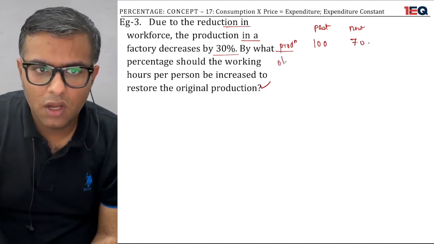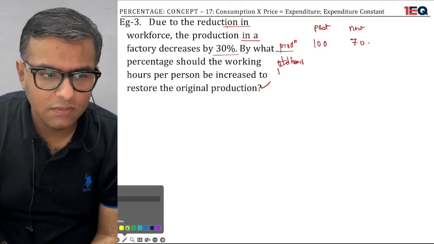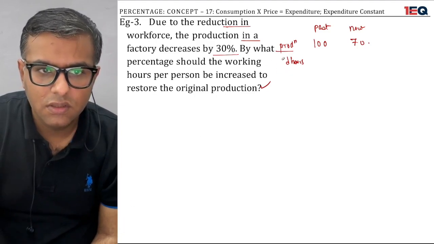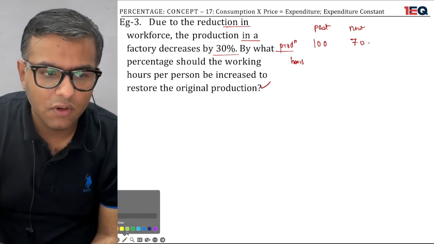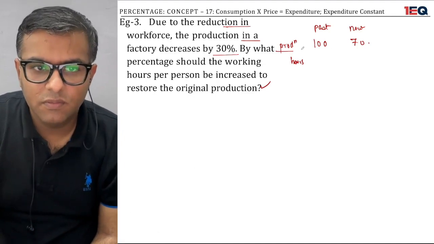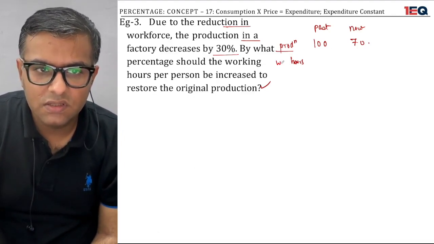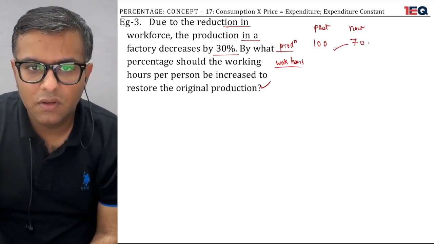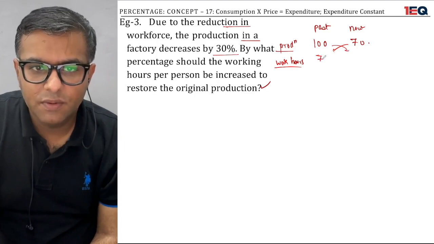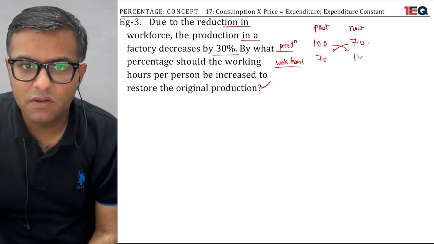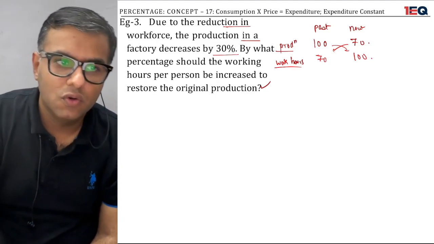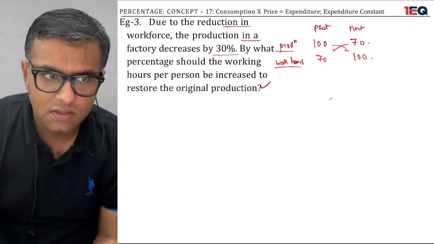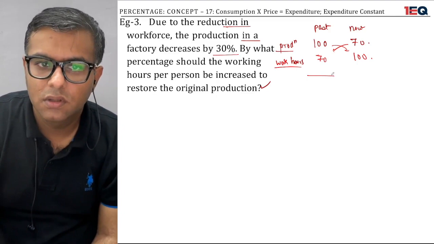So the old hours, now this is talking about hours of work. Okay, I'll just erase this. This is talking about the old hours of work, or the hours of work which were being put in. Okay, this is called work hours. The work hours are now inversely proportional. So I was putting in 70 hours in the past. Now I have to put in 100 hours. So by what percentage should the working hours be increased so as to restore the original production?